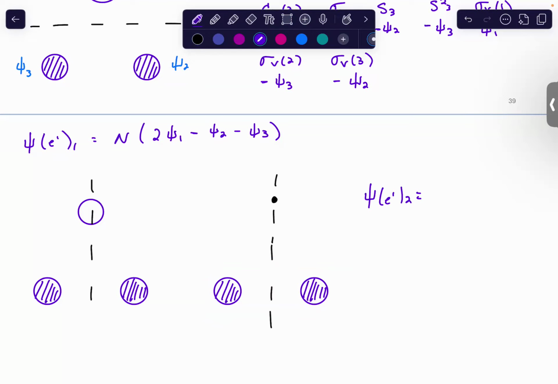That bugged me. I know I had it worked out last night. I just didn't write it down. So this is going to be your second E prime contribution.